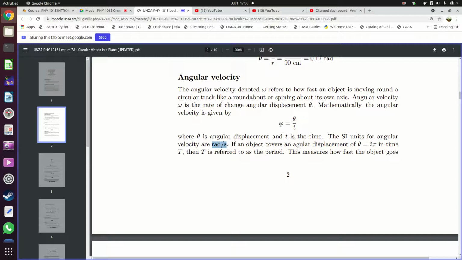Angular velocity is how much angular displacement you are covering per unit time. That's what your angular velocity is. And angular displacement is measured in radians, then the time is measured in seconds, so you end up having units of radians per second. Are we clear?